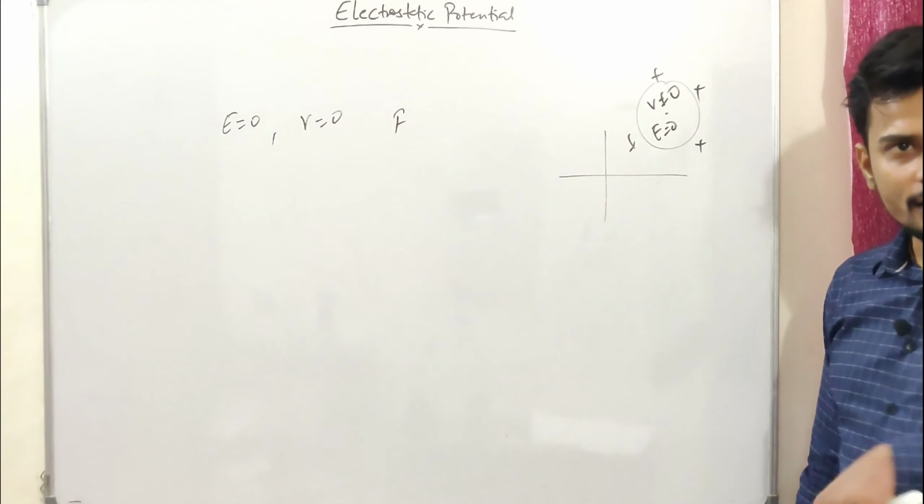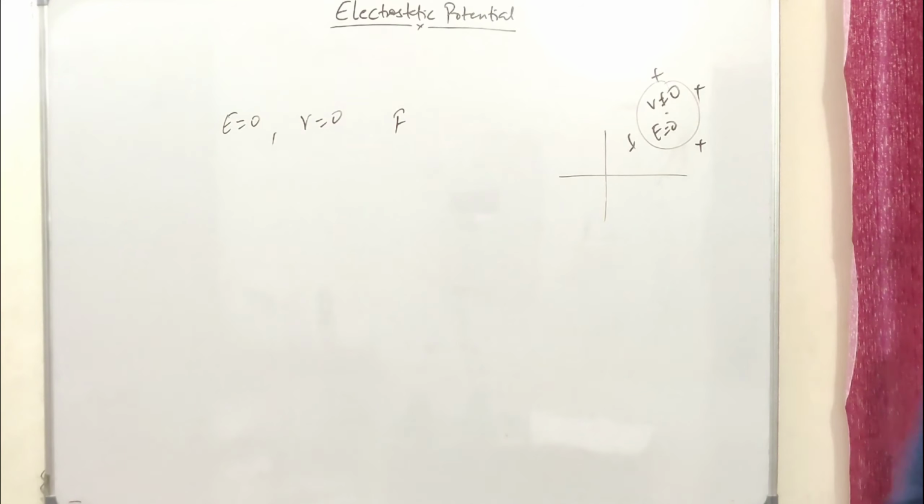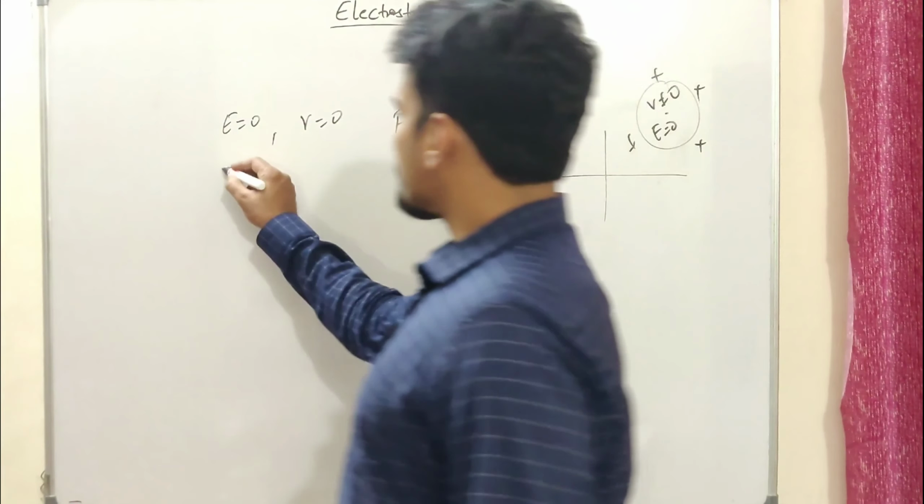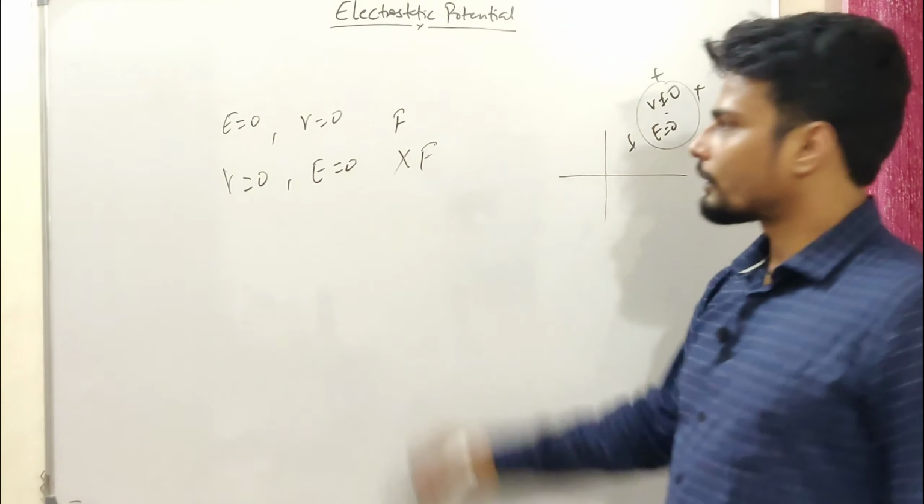I'm going to teach that in today's lecture only, that the potential is maximum at the center of the ring. Now they might give you that potential is 0. Does it mean that E is 0? Again, no, it's false. It's again not true.